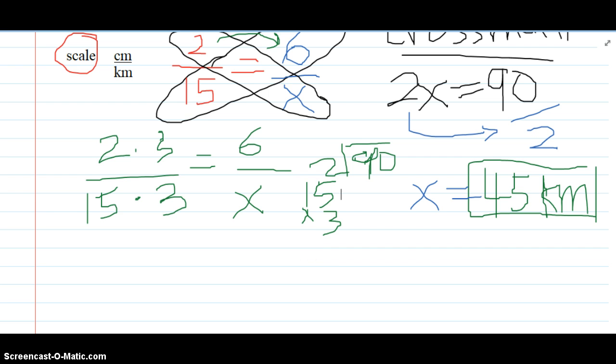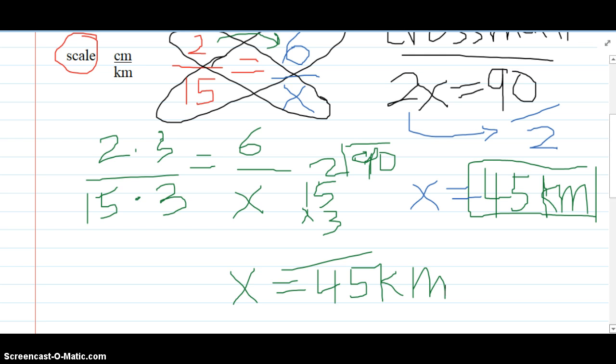15 times 3 is 45. So x is also 45 kilometers. So that's another way to look at it. And it worked nicely that way because there was a direct proportion. You do that same thing for 10, 11, and 12.